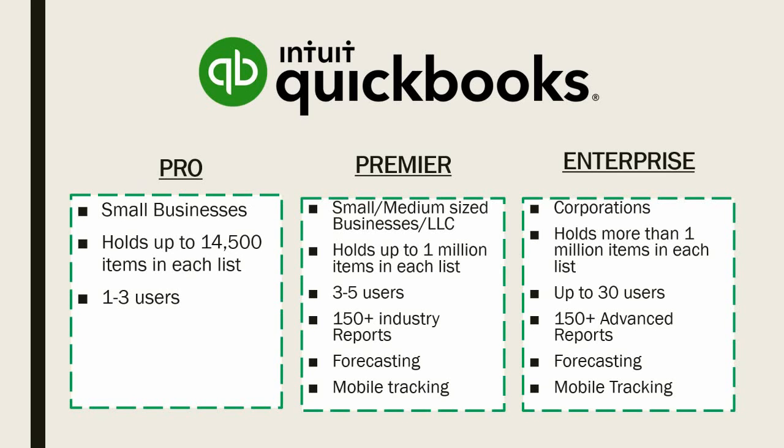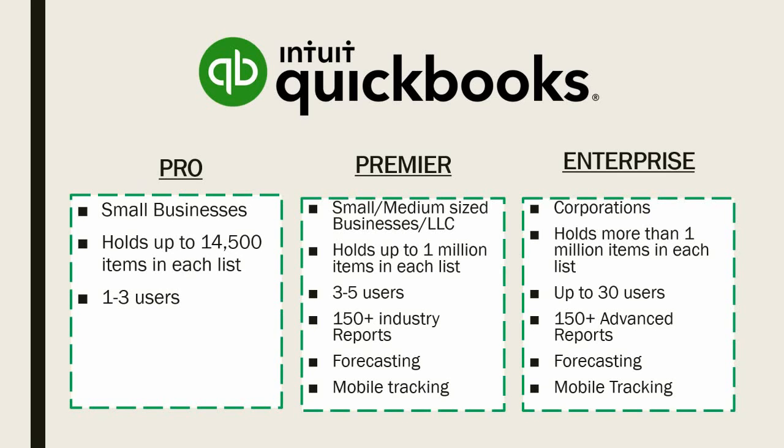Okay, and they can hold up to anywhere from 1 million items in each list. So they can go beyond that, so more than 1 million. And then they can have up to 30 users be able to tap into the file at one time. Okay, so that's really cool. Instead of having just one person do the whole work, you can have as many as 30 people be able to access the file simultaneously.